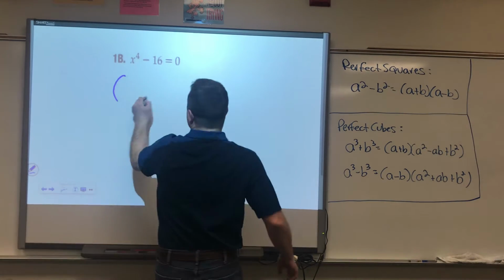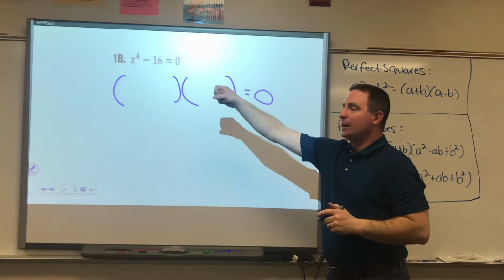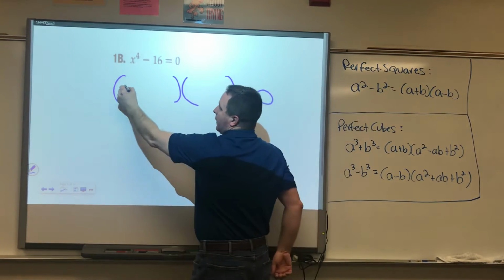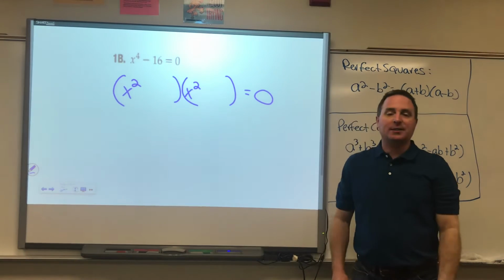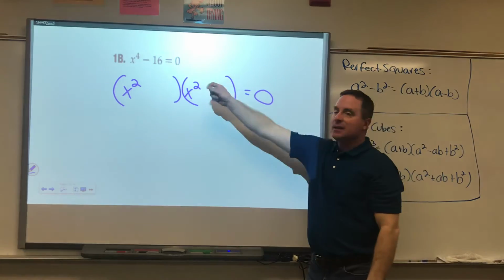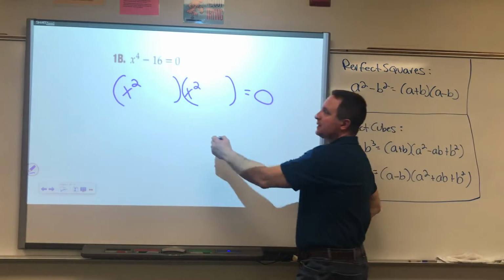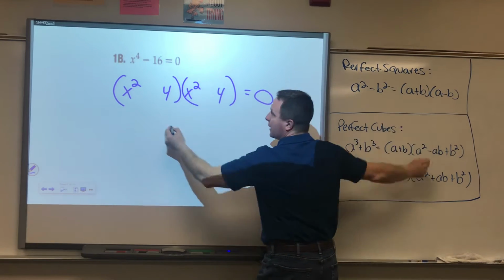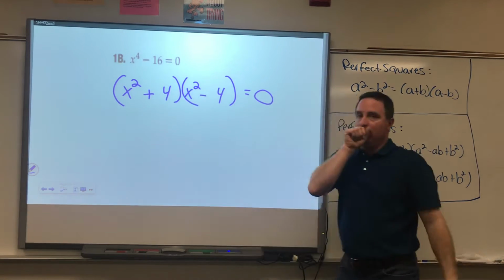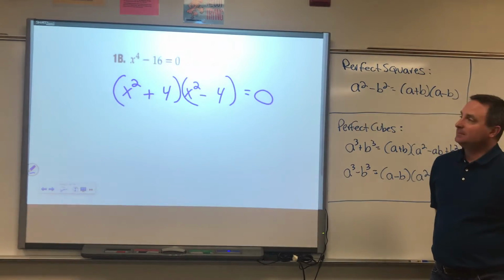So how does this work? They're actually perfect squares. And if you remember from a while ago, when I see x to the fourth, x to the fourth always breaks apart into x squared and x squared. 16 is a perfect square also. The square root of 16 is 4. And then the signs on these perfect squares: one is plus and one is minus. Now how do I solve that?